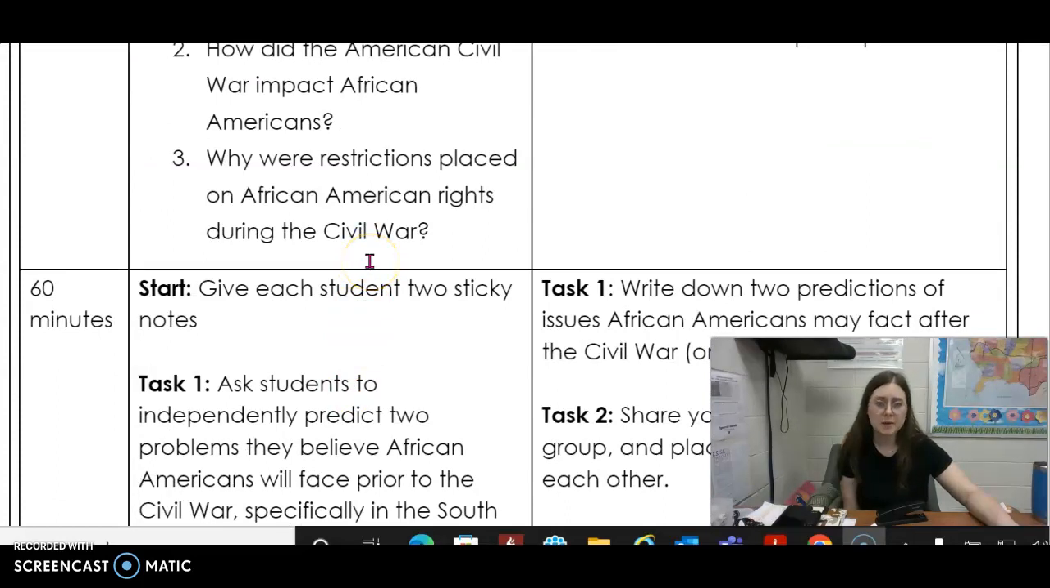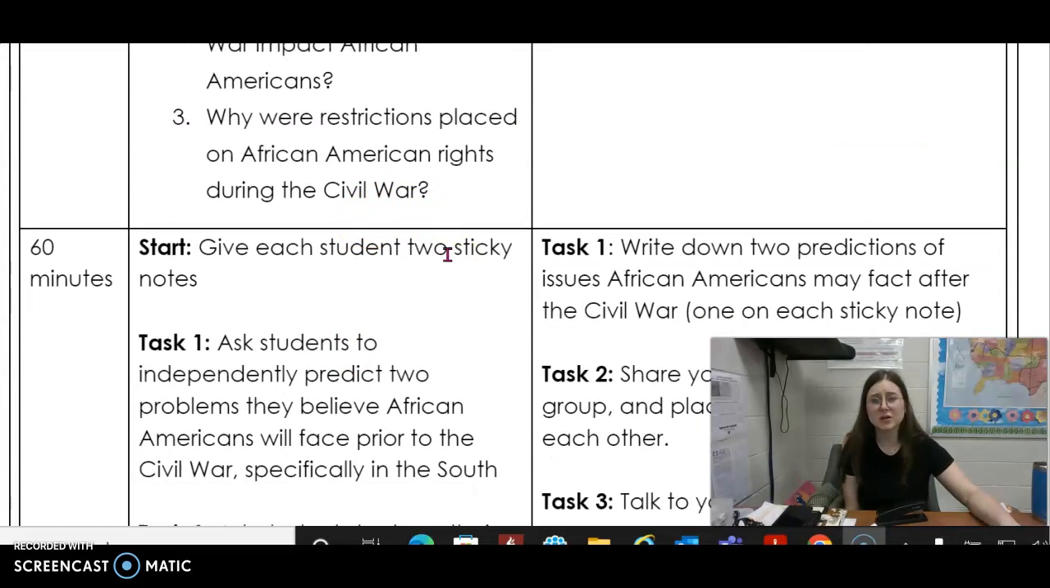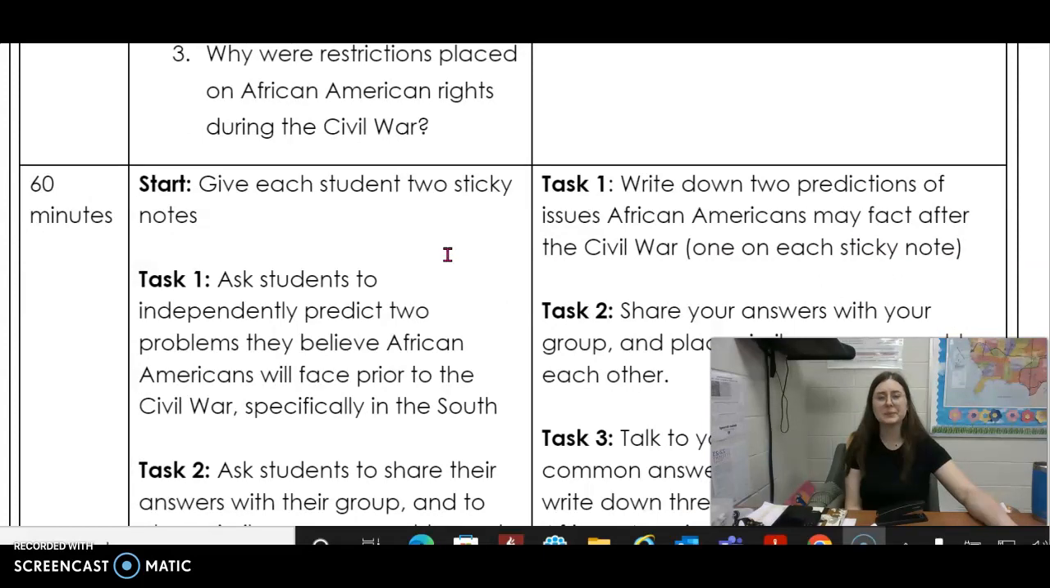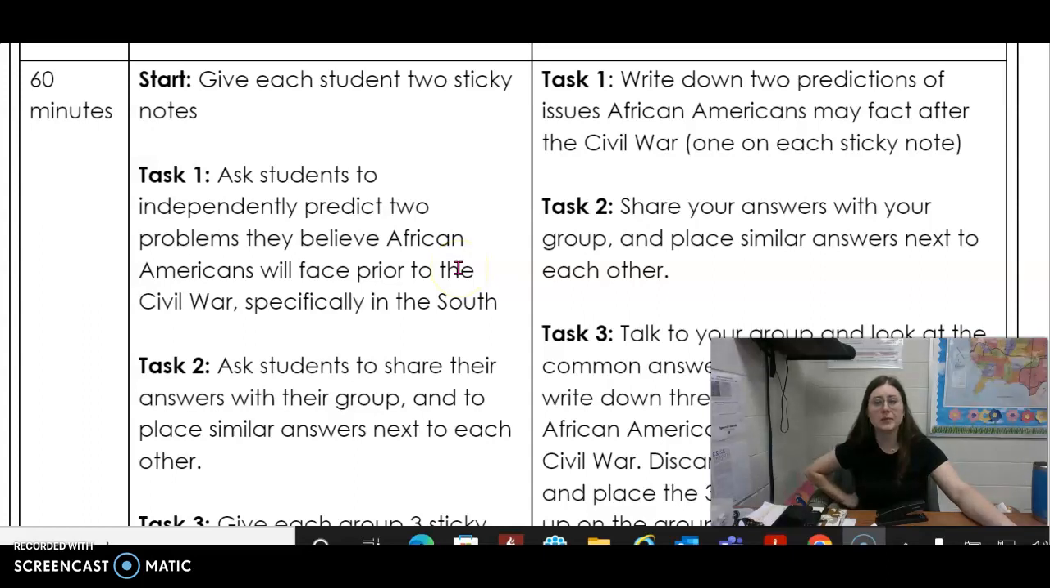So after this warm-up is done and any misconceptions are addressed, we're going to go into the activity. The warm-up is going to take approximately 10 minutes. We're going to take an hour for the main activity of this lesson. I have simultaneously going here the teacher actions and then the student actions. The way this is going to work is students are going to be given sticky notes. They're going to start off with 2 sticky notes each.